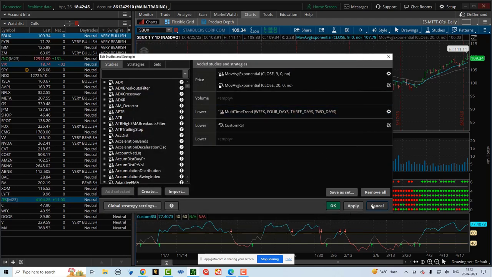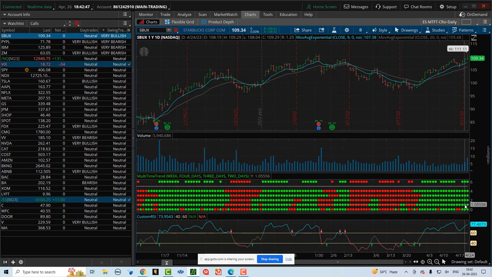As you can see, the next level is the 2 days. Then we have the 3 days. The third row is the 3 days. The fourth row is the 4 days. And the fifth row is a week. So what this is telling you on Starbucks is that Starbucks has been bullish from March 30th.